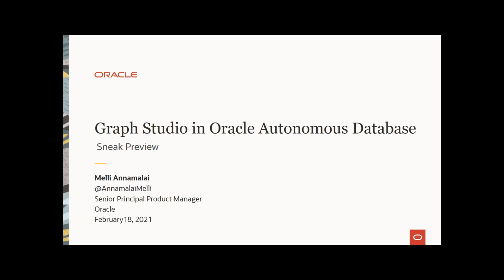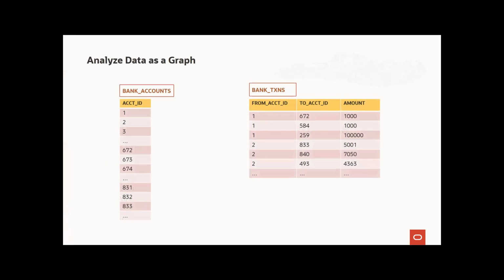Okay, good. Thank you. So when you model your data as a graph, it gives you the opportunity to analyze data based on the connections between different data entities. So how can we do that? Let's take a look at this example where I have two tables. I have a bank accounts table and a bank transactions table. And the bank account IDs have relationships between them when there's a cash transfer between them.